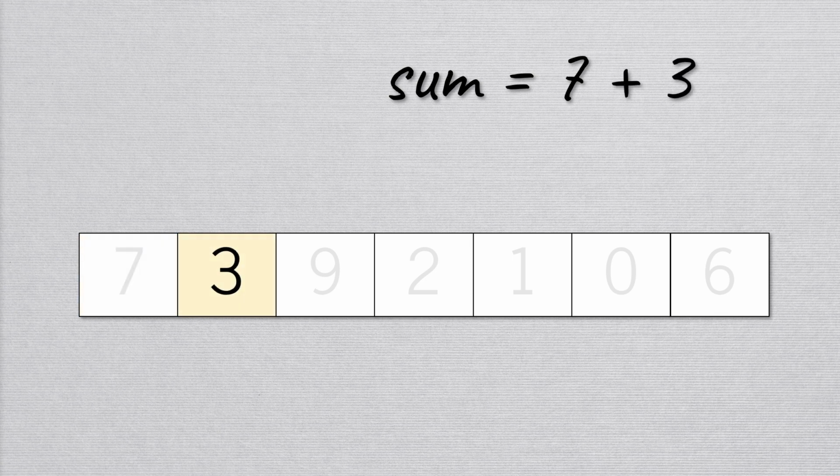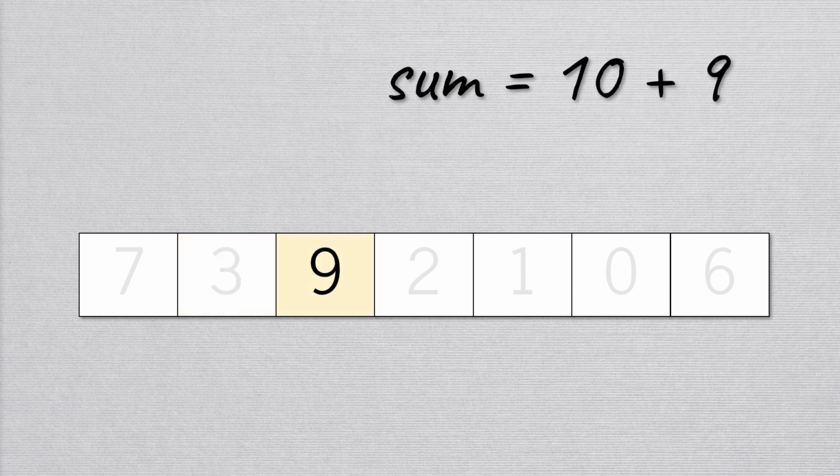Same thing with the 3. Sum is currently 7, we'll add 3 to that and get a running sum of 10. And we just keep repeating. 10 plus 9 is 19. 19 plus 2 is 21. 21 plus 1 is 22.